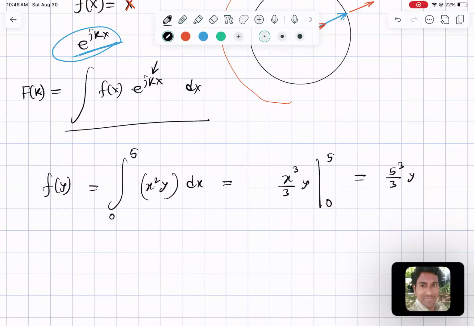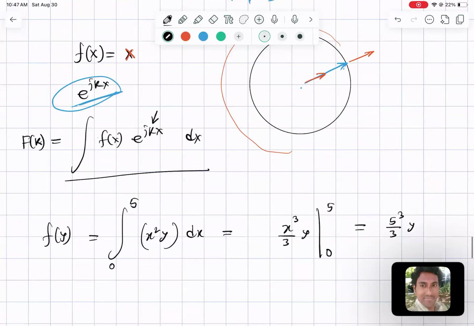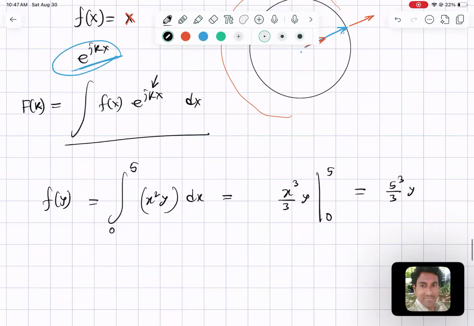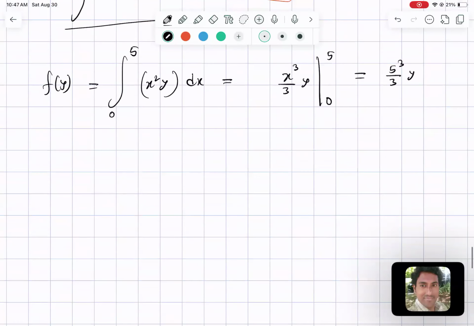So f of k is just a function of k. So the idea is we sum this quantity, and sometimes this e to the power ikx is also called the basis or continuous basis. If you remember from linear algebra, we can write any vector as a linear combination of the basis vectors, right? So these are the coefficients, and x hat, y hat, z hat are the basis vectors. We take the sum, and we can write any vector in that way.